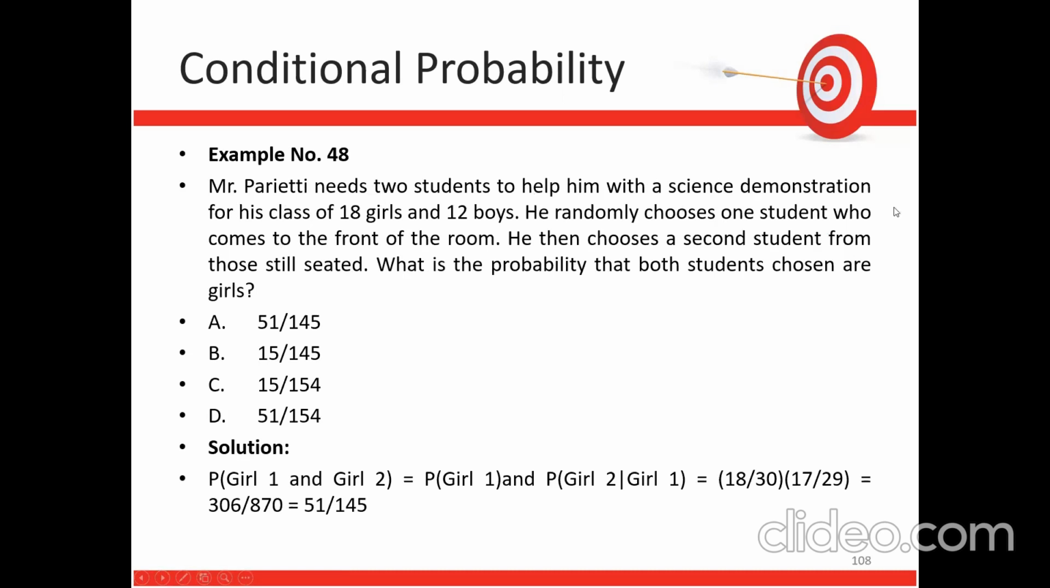Example number 48. Mr. Pariete needs 2 students to help him with a science demonstration for his class of 18 girls and 12 boys. He randomly chooses one student who comes to the front of the room. He then chooses a second student from those still seated. What is the probability that both students chosen are girls? 18 girls, 12 boys. So ilan lahat yan? 30. Okay. Probability of girl and girl is probability of girl times probability of girl given girl first. So, dito, first, 18/30 probability. So, nagbawas ka ng isang babae, so ito, magiging 17 out of 29. So, kaya, multiply mo yon magiging 51/145. Letter A.